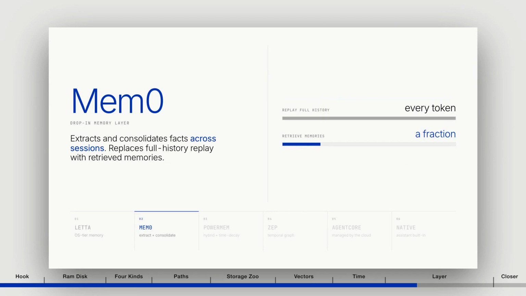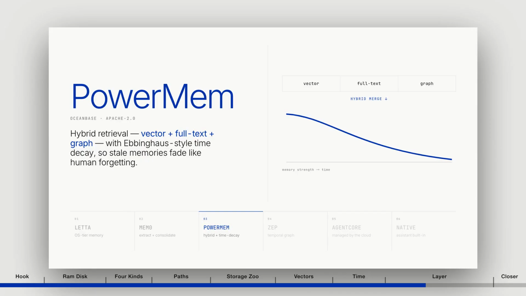Mem0. A drop-in layer that extracts and consolidates facts across sessions. Replaces full history replay with retrieved memories. PowerMem, from the OceanBase team. Apache licensed. 4-way hybrid retrieval, vector, full text, and graph. Plus Ebbinghaus-style time decay, so stale memories fade the way human forgetting does.